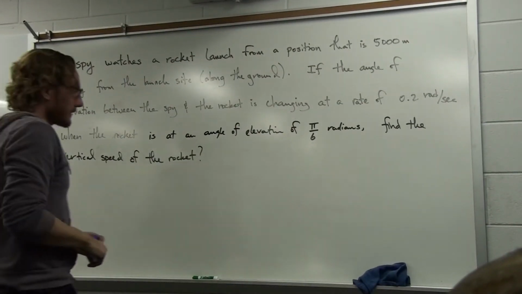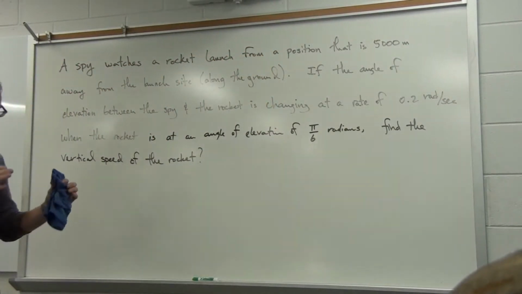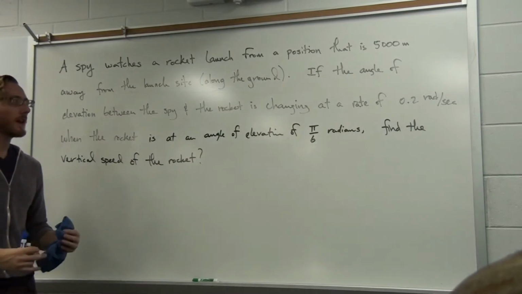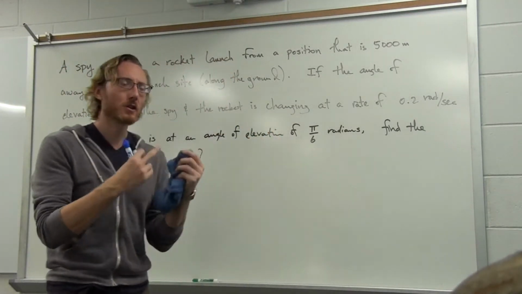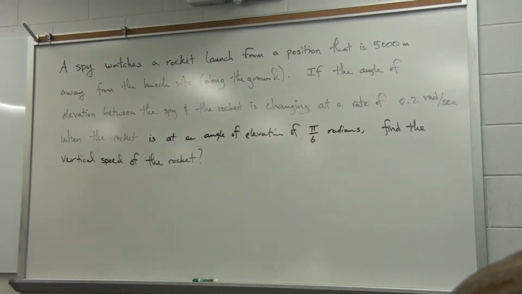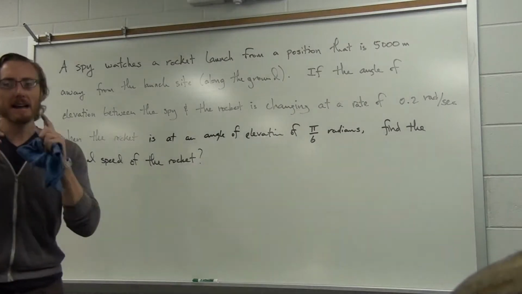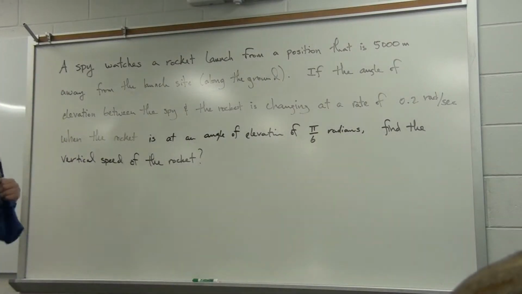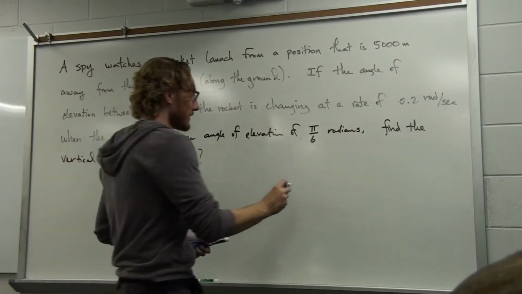All right, we've got another real world scenario to take our ability to assess rates of change with equations involving variables that are changing with respect to time and putting it to use in a real world situation. So here, imagine a spy is watching a rocket launch from a position 5,000 meters away from the launch site. As is always the case with these problems, pictures are super valuable. So let's try to imagine the situation.